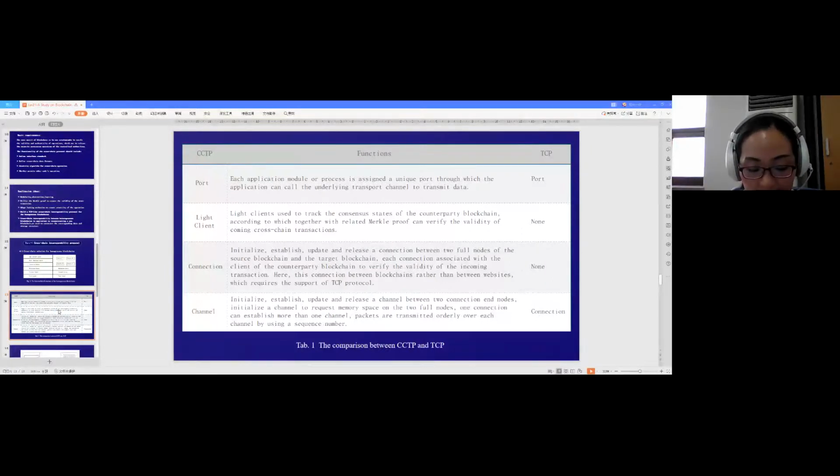Here, light clients are used to check the consensus state of the counterparty blockchain, according to which, together with the related Merkle proof, we can verify the validity of incoming cross-chain transactions. We add a collection interface between the two layers to apply for a lock resource from the source blockchain and the target blockchain, together with the light client of the counterparty. We can verify the validity of the incoming transactions.